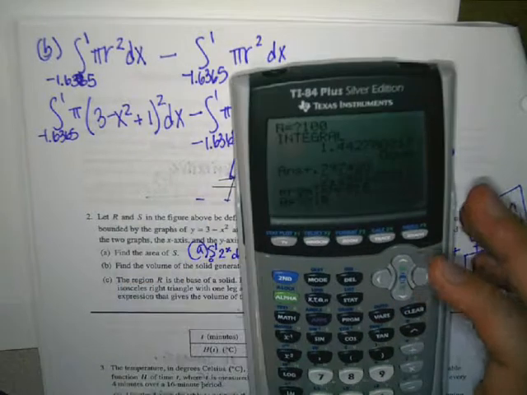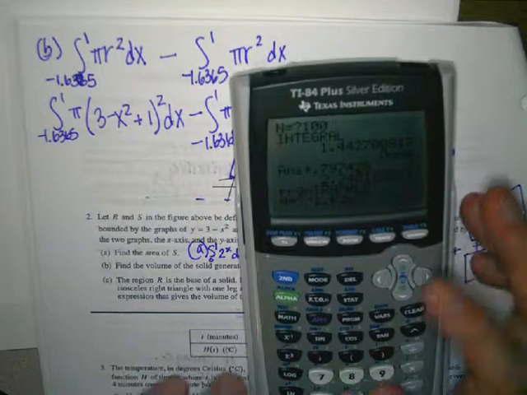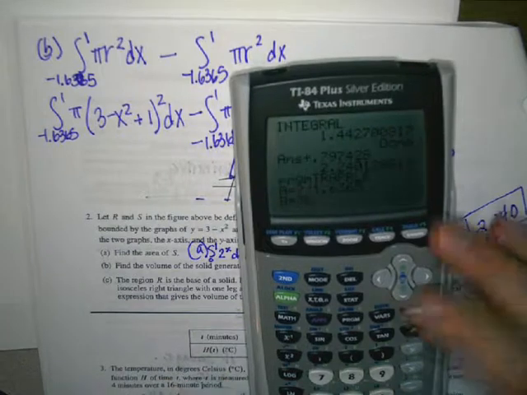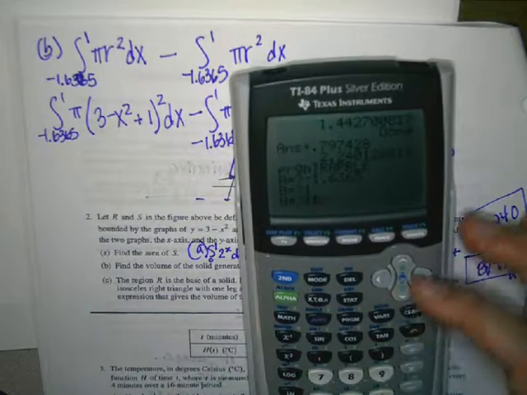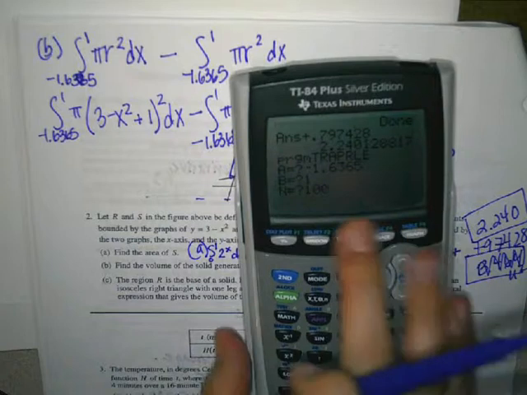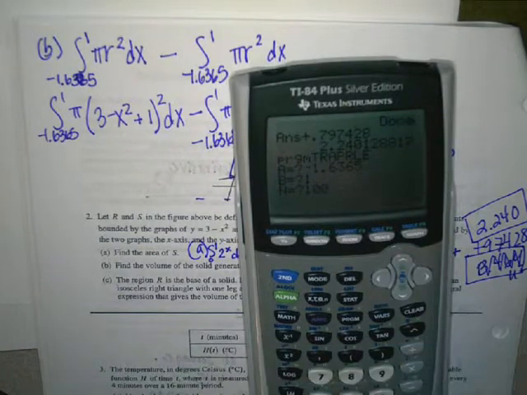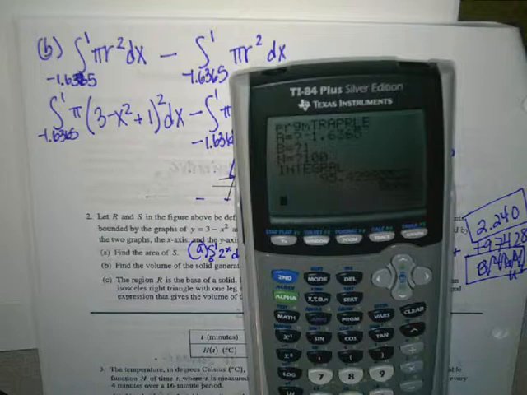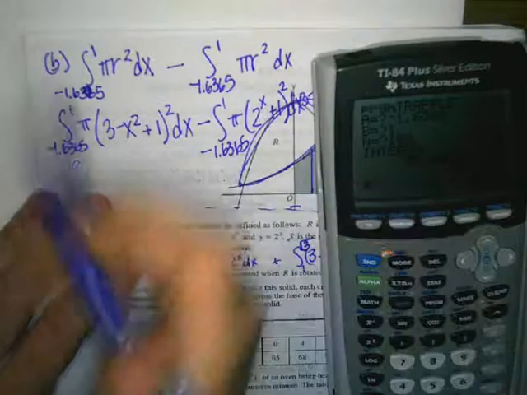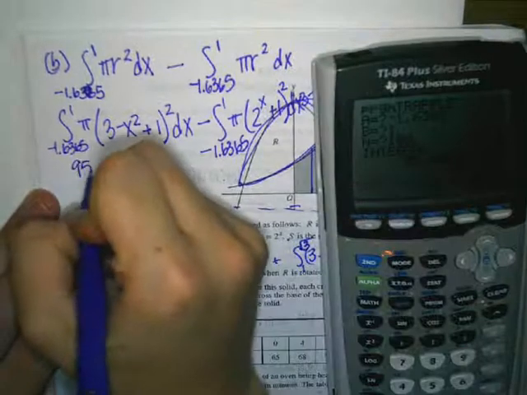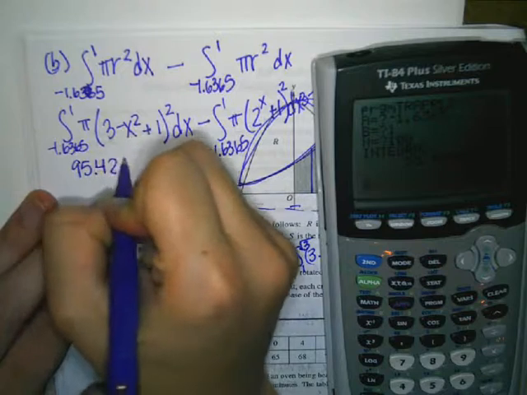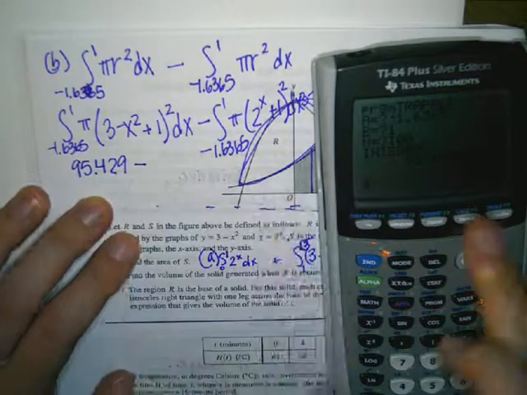From negative 1.6365 to 1. It has to be f of b minus f of a. Yeah. So you get 95.429. And then we're going to subtract what I get when I get the other one.